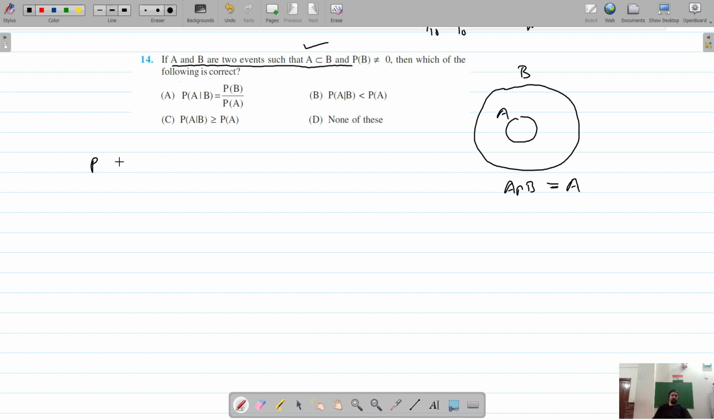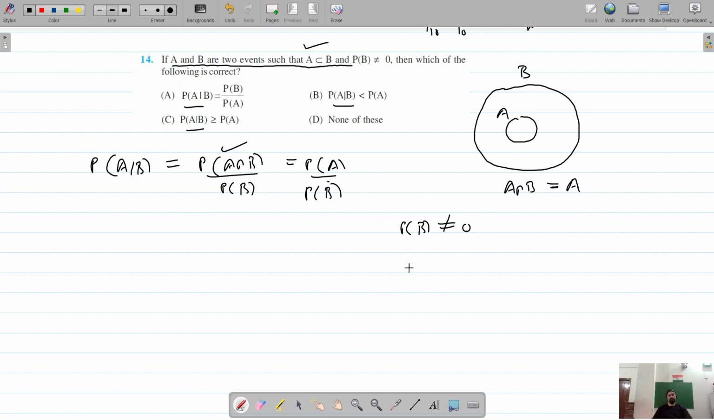So let's try to check what comes out, because in all these cases it's mentioned P of A by B. So P of A by B is P of A intersection B by P of B, and P of A intersection B should be equal to probability of A. Now we don't know about the probability of A, but for the probability of B, it's mentioned that probability of B is not equal to 0.